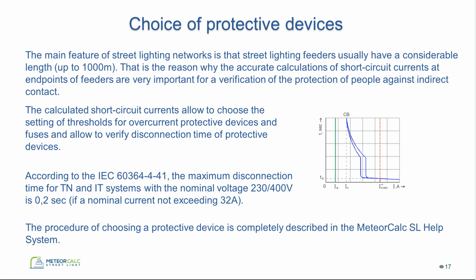The main problem in street lighting projects is that street lighting feeders usually are very long, and short-circuit currents at endpoints of feeders may be very small. According to conditions of the protection of people against indirect contact, the disconnection time of a feeder protection device should not exceed 200 milliseconds. There are structures of feeders when this condition is difficult to achieve, but the accurate electrotechnical calculations help you to solve this problem. With MeteorCalc, you can design safe electrical installations.